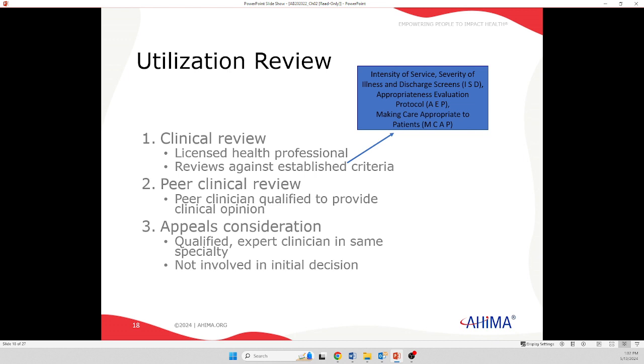Remember, with utilization review, we have 3 parts. These 3 parts can be found in Table 2.3 on page 34. You have the initial clinical review, the peer clinical review, and then you can appeal. You need to know those 3 parts. That's how they do utilization review.